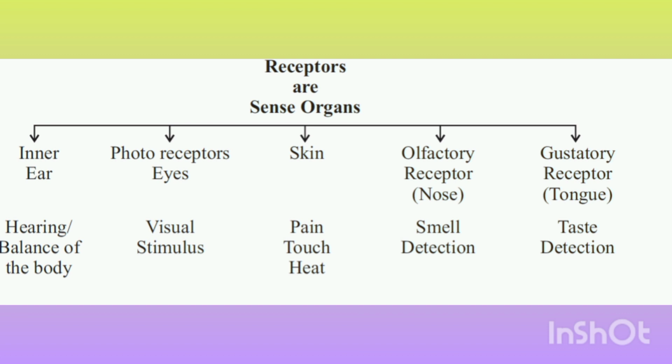Other receptors are the photoreceptors and the phonoreceptors. Photoreceptors are present in the eyes for the visual stimulus, and the phonoreceptors are present in the ears for the purpose of hearing. Skin also contains different types of receptors such as the Pacinian receptor, the Meissner's receptor, and the thigmoreceptors for detecting the touch and all.